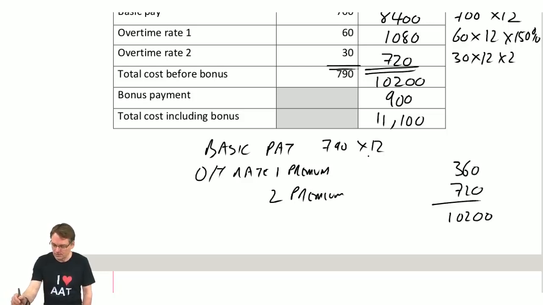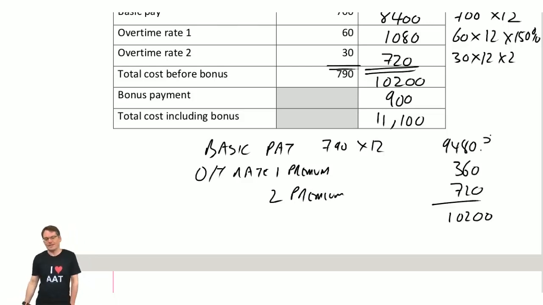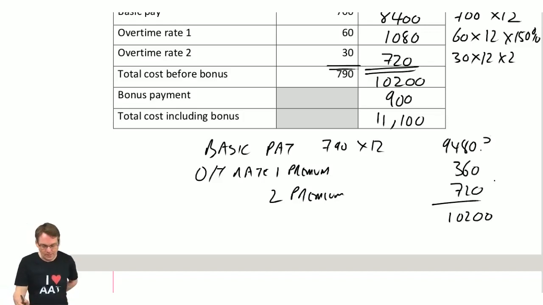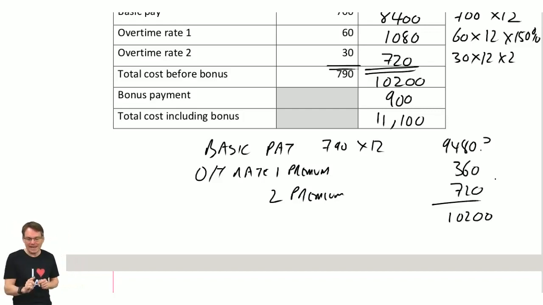And I still can't do it. It's going to be, I don't know. It's Friday afternoon and my brain's gone. I think it's 9480, but it's been a long day. That may not be right, so that's why I put a question mark there. But if you had to break into basic and the premiums, then it's all the hours at £12, and then the extra little bits that you get. But it'll add up to the same numbers. Just be careful what they're asking you to calculate.